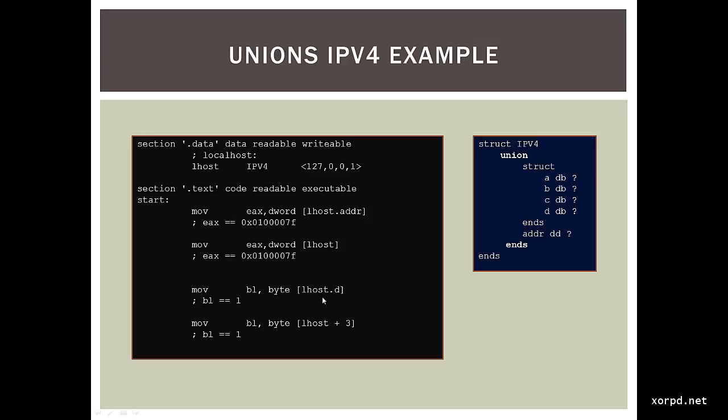Now to something more interesting. We can actually read from lhost using this structure from the union. So, for example, we can use lhost.d and read a byte from this location in memory into BL. And the result is going to be 1. Just an example of doing it in the crude way. We could, for example, read from address lhost plus 3, which is also going to be exactly the location of lhost.d. Those two are exactly the same, lhost.d or lhost plus 3. This one is going to get us the same result, 1.